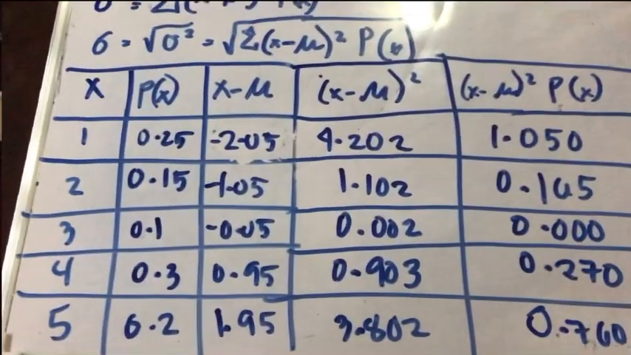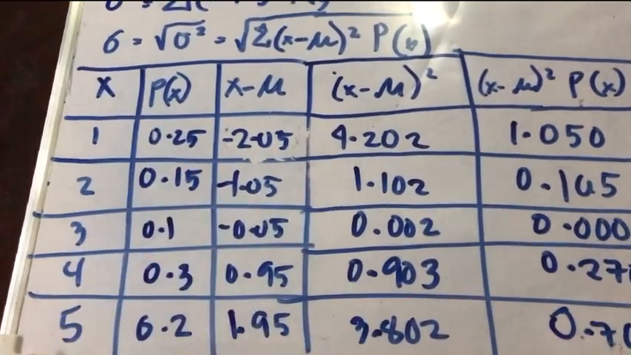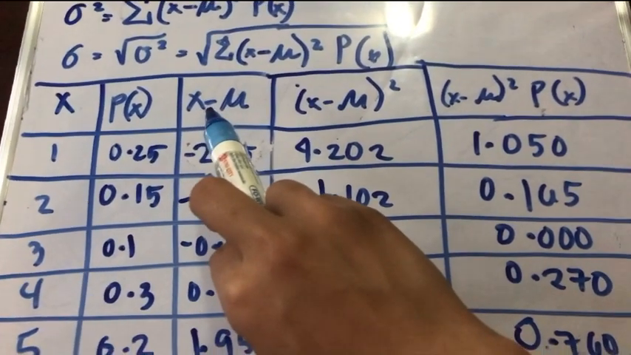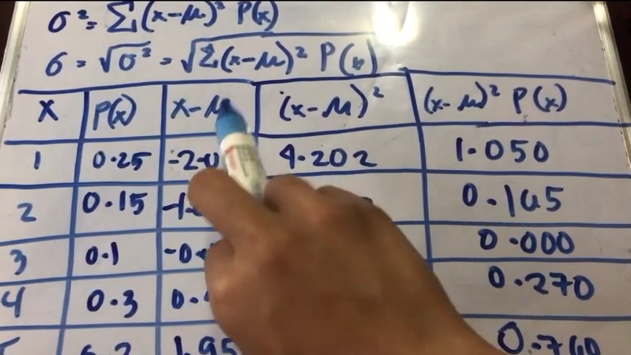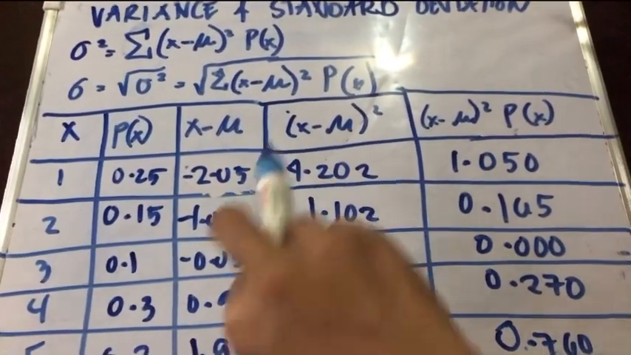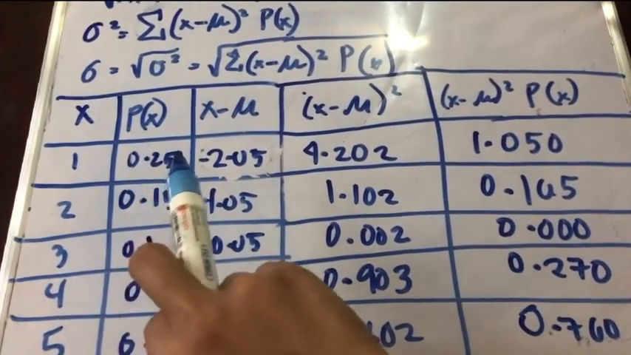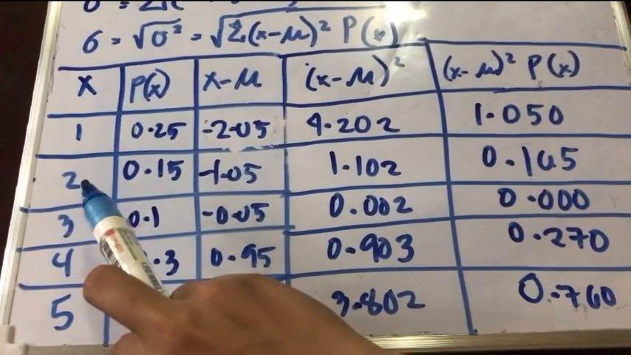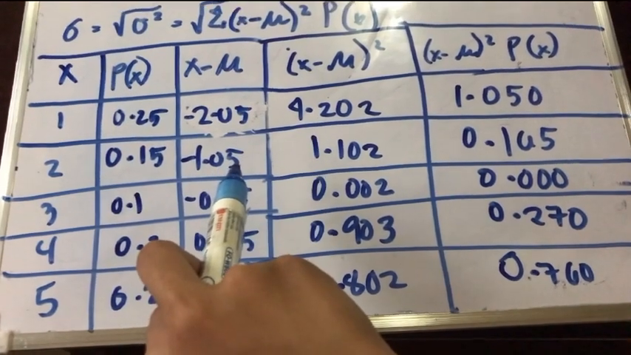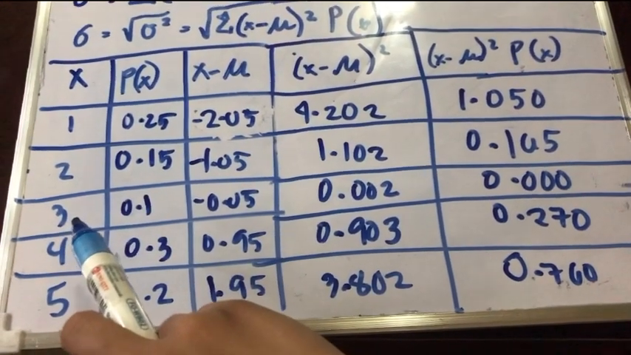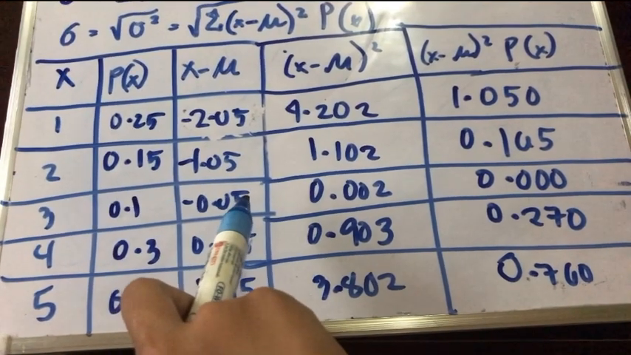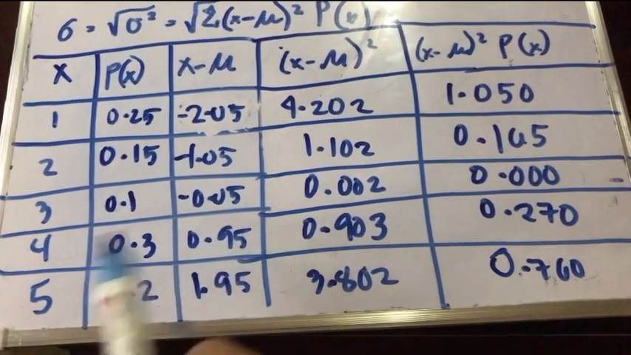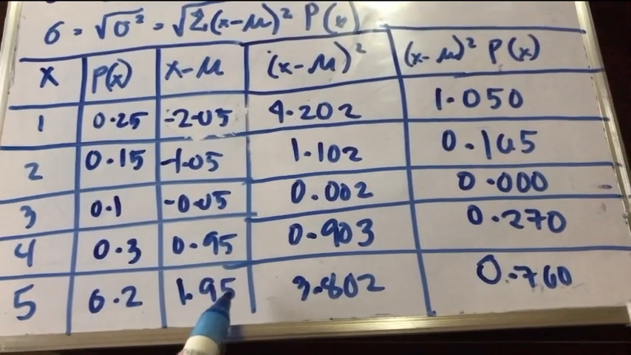Now we have here the values or the random variables, the probability for each corresponding variable, and then we have the random variable minus the mean. The mean from earlier, that is 3.05. So 1 minus 3.05, that's negative 2.05. 2 minus 3.05, that is negative 1.05. 3 minus 3.05, that is negative 0.05. 4 minus 3.05, that is 0.95, and 5 minus 3.05, that is 1.95.